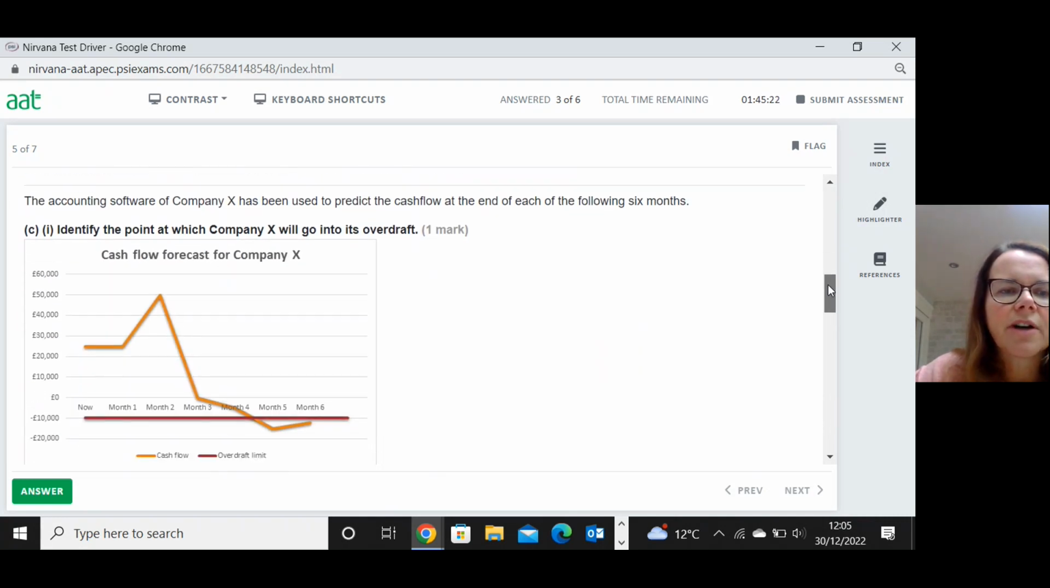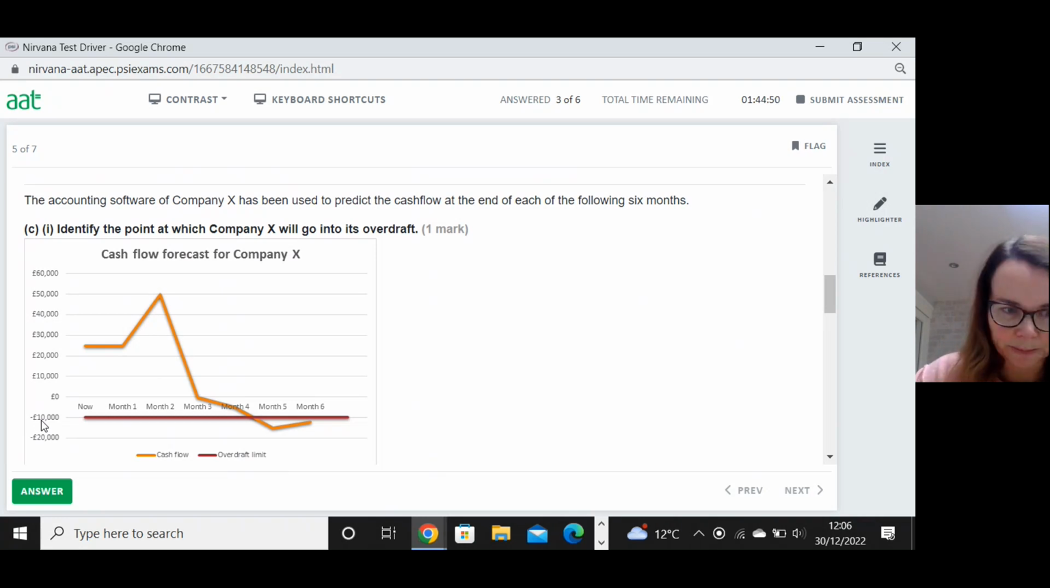The accounting software of Company X has been used to predict the cash flow at the end of each of the following 6 months. Identify the point at which Company X will go into its overdraft. Right, so the red line here is the overdraft limit. And this is our cash flow. Our overdraft limit we can see here is £10,000. We can go to £10,000 in the red, as it's called.